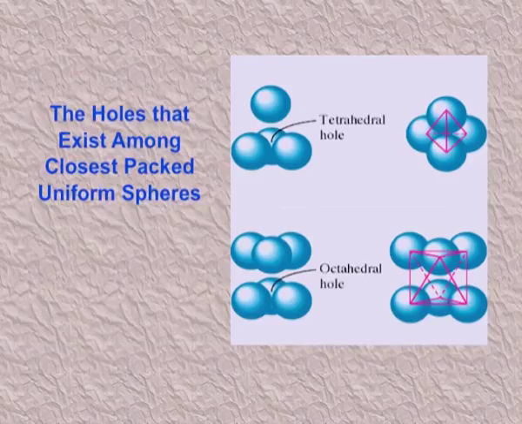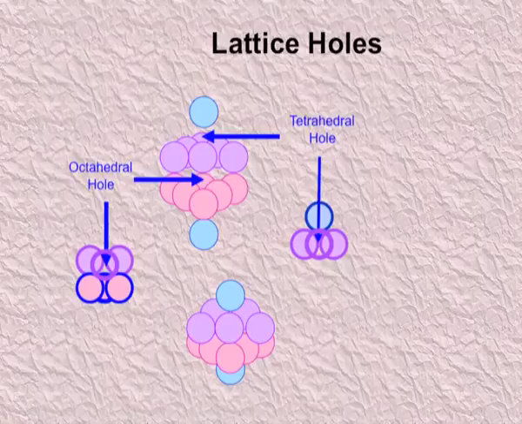Just have a look at the pictures of the octahedral void and tetrahedral void. Octahedral void is larger than the tetrahedral void, and the number of the octahedral voids is equal to the number of the spheres undergoing packing, whereas the number of the tetrahedral voids is double the number of the atoms undergoing packing. You can see the tetrahedral hole and the octahedral hole.